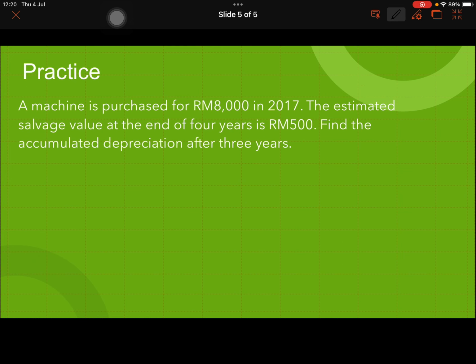So I want you to do a practice. A machine purchased for 8,000 ringgit in 2017. Estimated salvage value at the end of 4 years is 500 ringgit. Find the accumulated depreciation after 3 years. Pay attention to what the question is asking. I need you to practice this one. Write down your answer. Share your answer in our WhatsApp group. The first 2 correct answers will be given bonus marks towards your test 2.